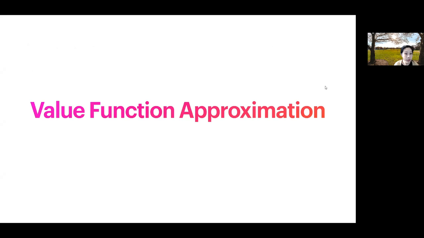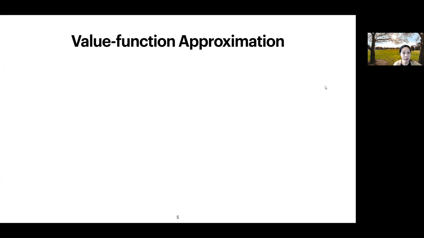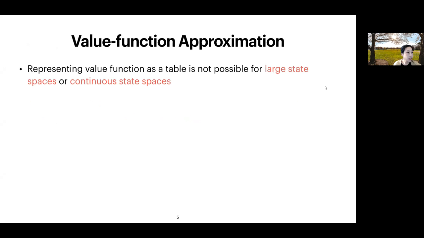So to start with value function approximation, people are already very familiar with function approximation. Basically, representing the value function as a table is not possible if you have a large state space or continuous state space. Before we talk about TD methods, we talked about dynamic programming, Monte Carlo methods, Q-learning, SARSA, but in many of them we assumed that there is a finite number of states and a finite number of actions, and essentially they're tabular.